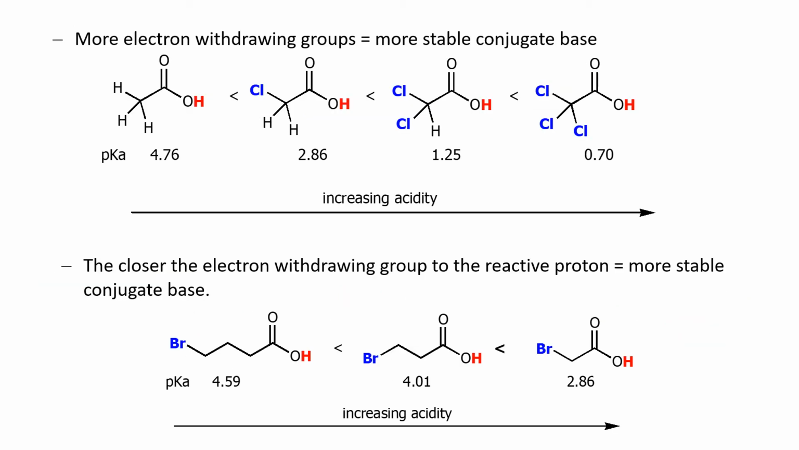All right, the next concept is as we add electron withdrawing groups, we increase the stability of the conjugate bases. So let's take a look at our first compound. There are no electron withdrawing groups. When we add 1 chlorine, it becomes more acidic. 2 chlorines, even more acidic. And if you add 3 chlorine atoms, it greatly increases the acidity.